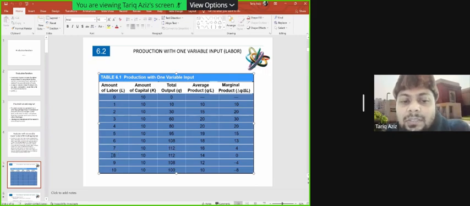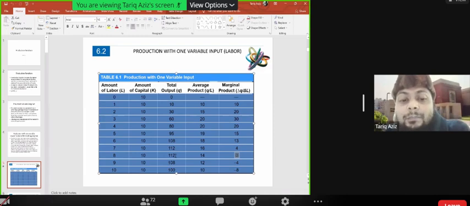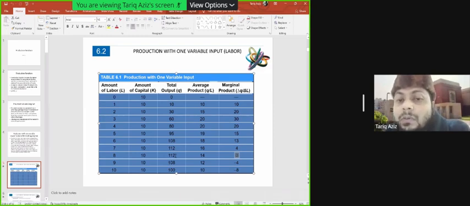But when we hired the eighth laborer, the total output did not increase. It remained constant. So it means the contribution of an additional laborer is actually 0. That is denoted by marginal product. Marginal product is 0 because the contribution of this laborer is 0. The total output is constant. When we hire an additional worker, it is not increasing the total output. And when we hired a 9th laborer, the total output actually started decreasing.